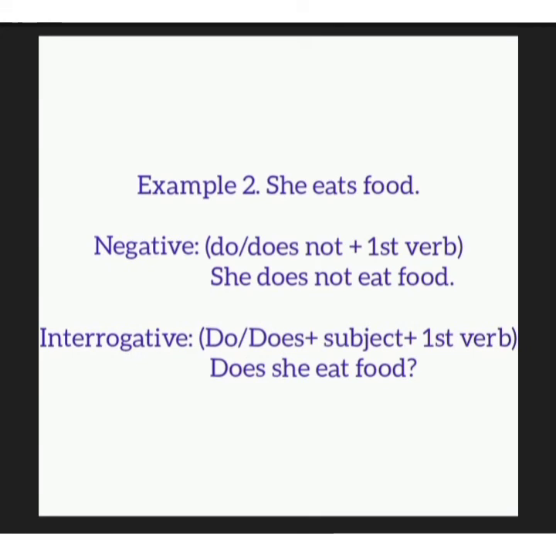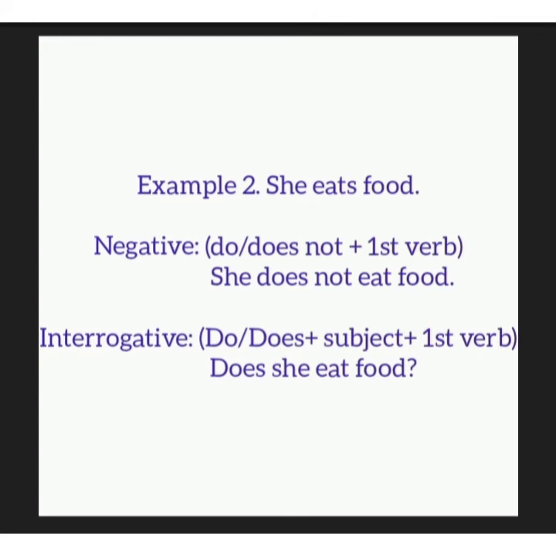Example 2. She eats food. Here, the verb is eats. It belongs to the first form of the verb and it is simple present tense. The letter S is added to the verb eat. Do you know why? It's because of the person she, which is third person singular. Whenever we use third person singular like she, we need to add something to the verb. That is why the sentence is she eats food.